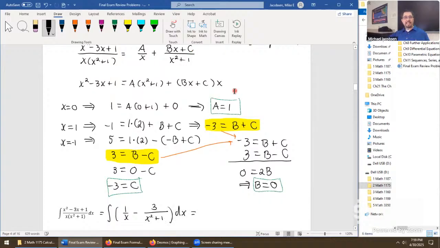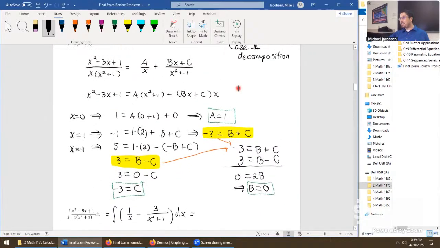It's kind of interesting in this problem that it's actually the algebra that's the hard step right here. Running through all the algebra gets us to this, but the calculus is immediate now. Antiderivative of 1 over x is the natural log of absolute value of x, minus 3 times the antiderivative of 1 over x squared plus 1, which is just tangent inverse x. Add the constant c, and that's our total answer on this one.